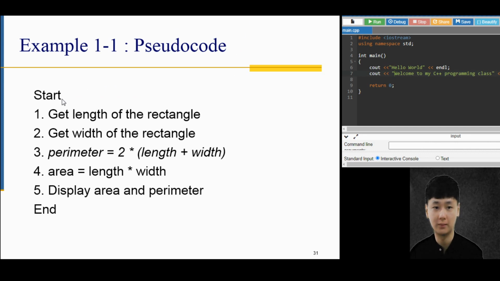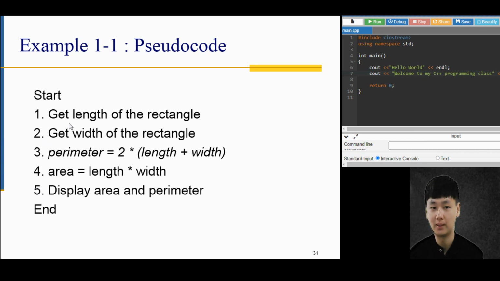The first one: you have a start and an end point. Always start with the start entry point, and you must have an end as an exit point. The second one: use a numbering system for each of the instructions, but this is optional, it's up to the student.